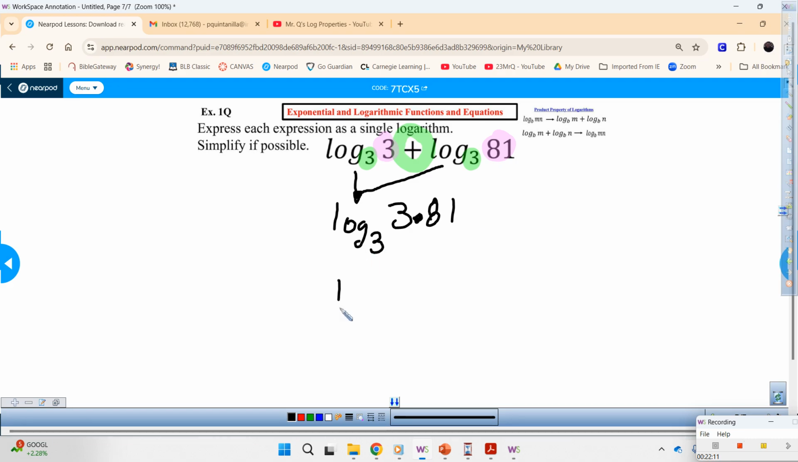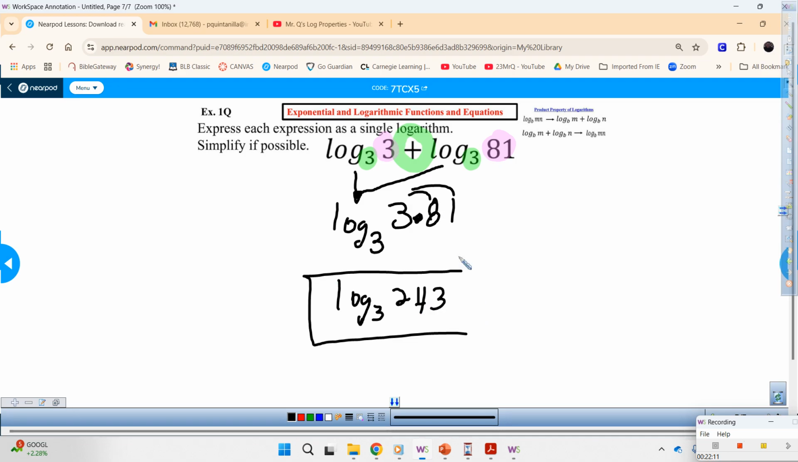Let's simplify. So log base 3 of 3 times 81, that is 3 times 1 is 3. 3 times 8 is 24. So that's 243.